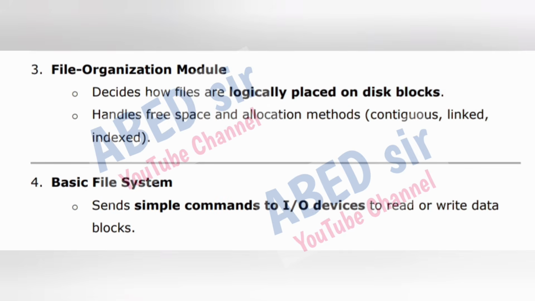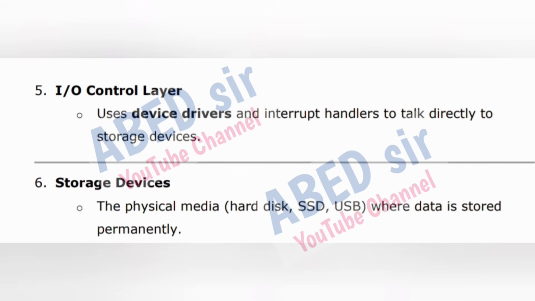3. File organization module, decides how files are logically placed on disk blocks. Handles free space and allocation methods, contiguous, linked, indexed. 4. Basic file system, sends simple commands to I/O devices to read or write data blocks. 5. I/O control layer, uses device drivers and interrupt handlers to talk directly to storage devices. 6. Storage devices, the physical media, hard disk, SSD, USB, where data is stored permanently.